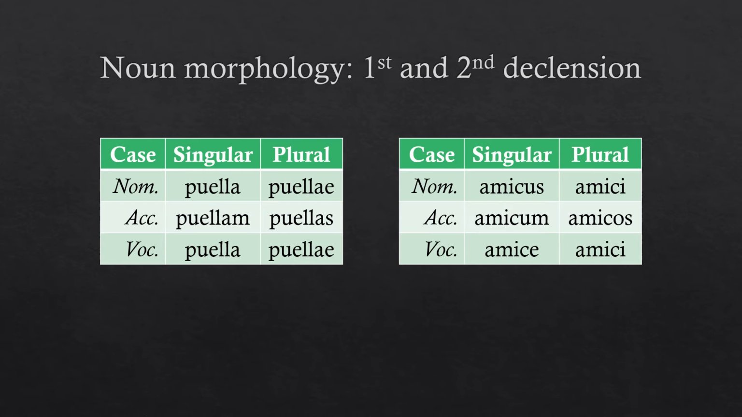Now let's take a look at the second declension and compare it to the first declension. Our example verbum for the second declension will be amicus, friend. Nominative singular, amicus. Accusative singular, amicum. Vocative singular, amice. Nominative plural, amici. Accusative plural, amicos. Vocative plural, amici. Do you notice any patterns across these two declensions?